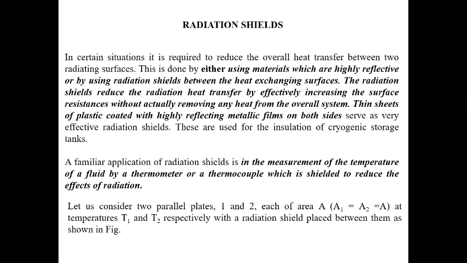It is done either by using materials which are highly reflective, or by using a radiation shield between the heat exchange surfaces. Basically, the radiation shield reduces the radiation heat transfer by effectively increasing the surface resistance. In the electrical analogy we can calculate the resistance. So here we increase the surface resistance, which reduces the heat transfer in the overall system.